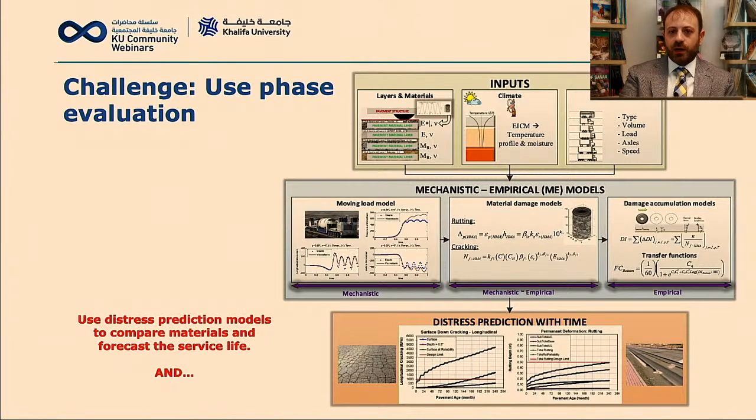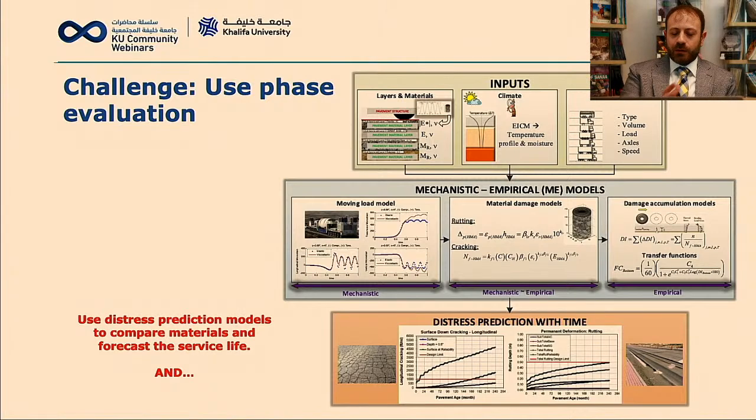So we do tests in our lab, we measure, we understand the behavior of the different materials under load, and then we use some distress prediction model to compare the materials and forecast the service life. Obviously, if a material has a forecasted service life of 20 years, and another one has a forecasted service life of 10 years, it's implicit that the second one will have higher environmental impact, because you have to get rid of it sooner and produce other material to substitute the one you put in the first place.